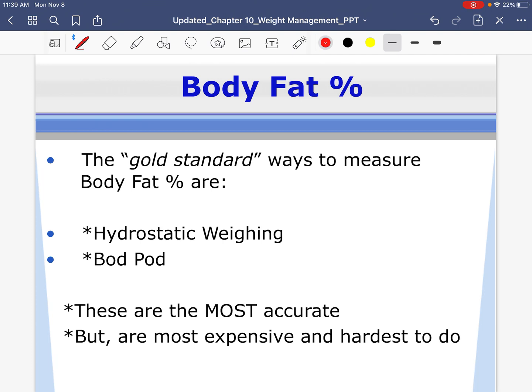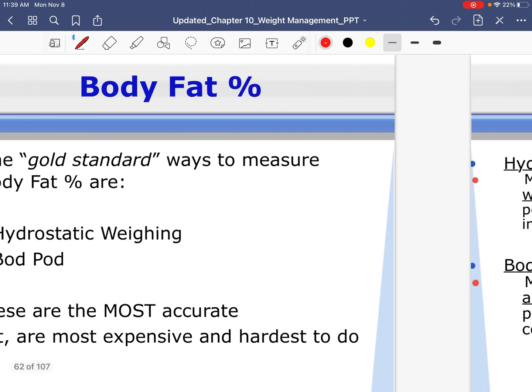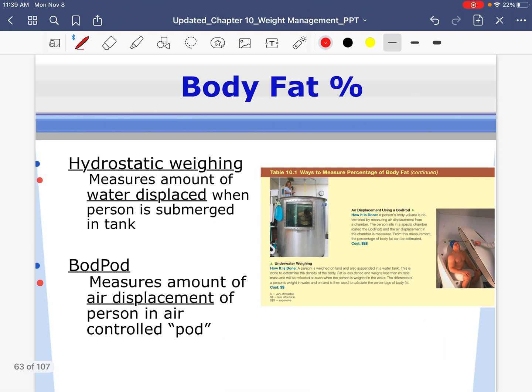Okay, we are going to talk about the gold standard ways to do the body fat percentage, hydrostatic weighing, and now the bod pod. But they're expensive. They take training to set up and run. They take more time, perhaps, to carry out. All right, so these are the two gold standard ways. In fact, we're now relying more on the bod pod.